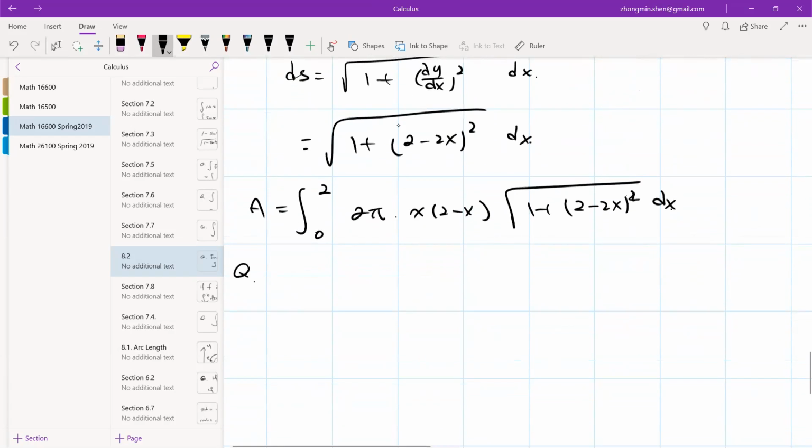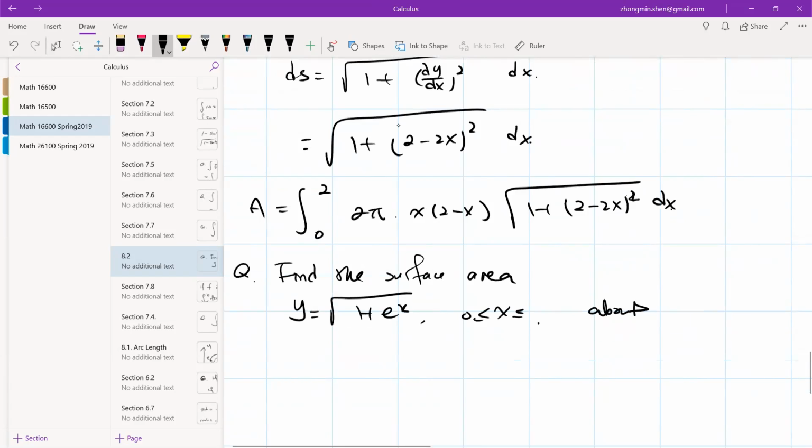So now let's look at a problem from the book. Find the surface area. The surface is generated by rotating the curve y equals the square root of 1 plus 4 to the x, x is between 0 and 1. This is going to be about the x-axis.